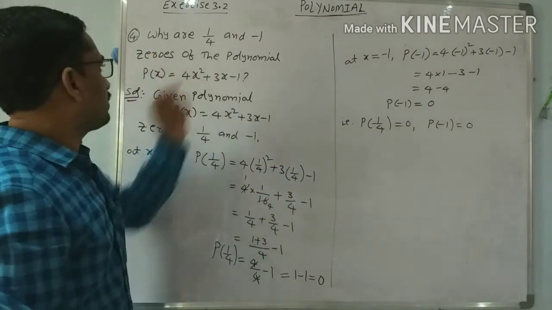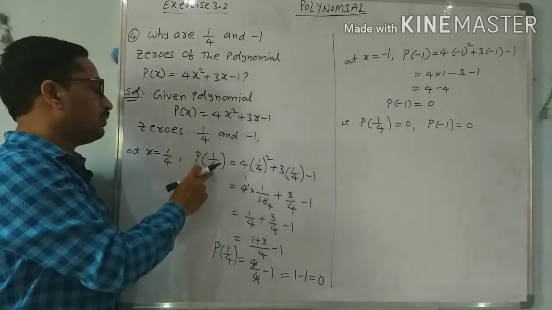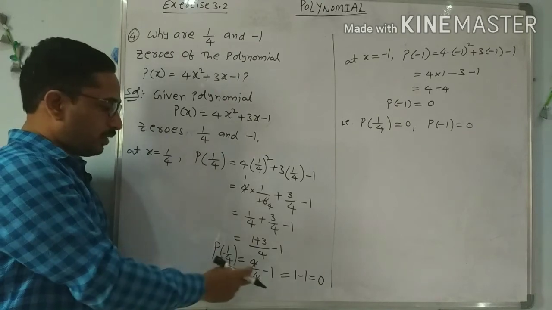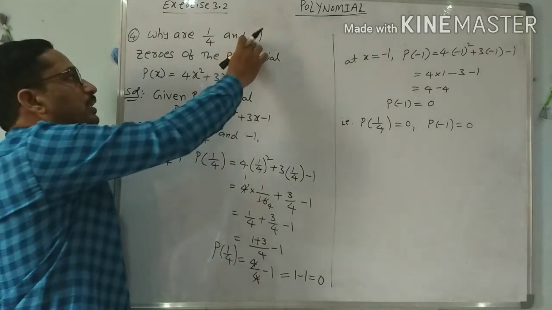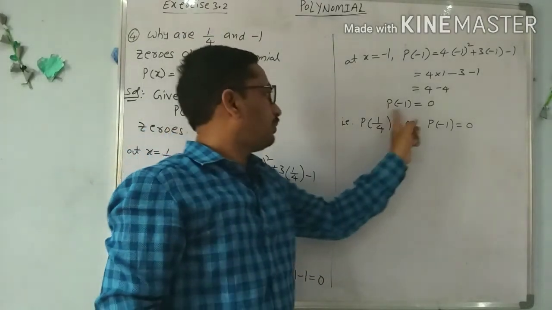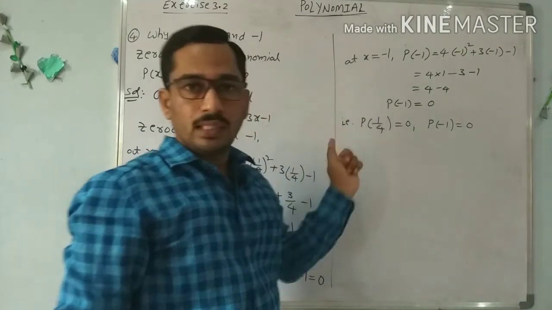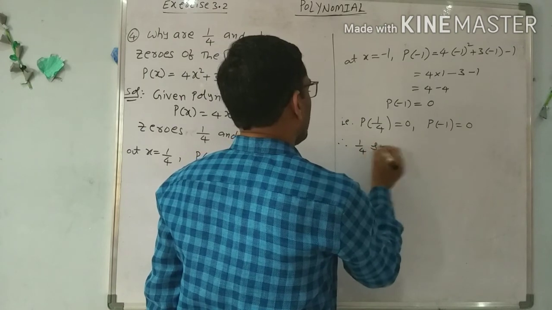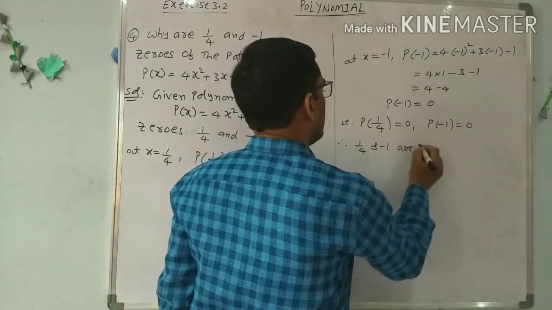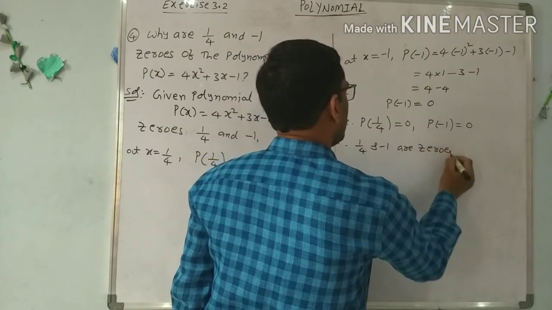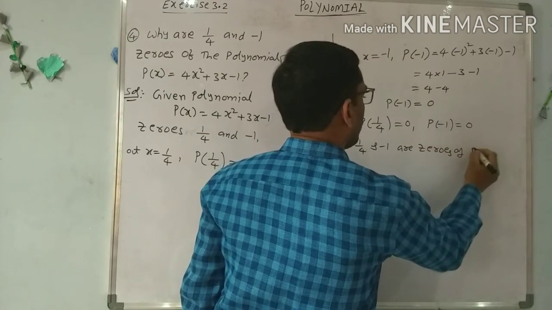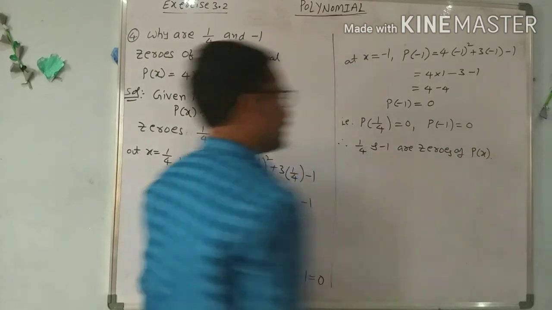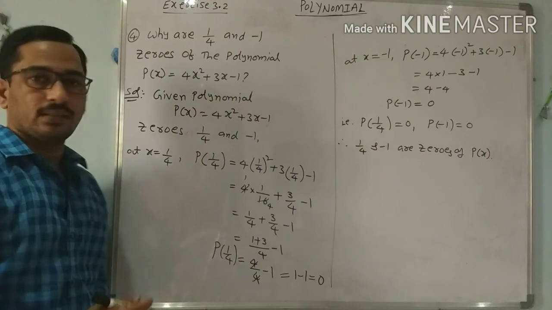So why are these the zeros of the polynomial? Means by substituting x equal to 1 by 4, the p of 1 by 4 value is 0, and by substituting x equal to minus 1, p of minus 1 also 0. So these are the zeros of the polynomial. Therefore 1 by 4 and minus 1 are zeros of the polynomial p of x. Now this is complete about the exercise 3.2.